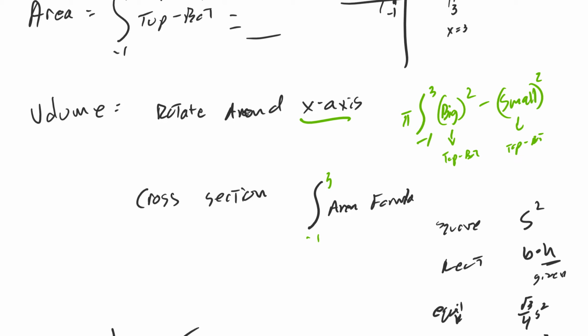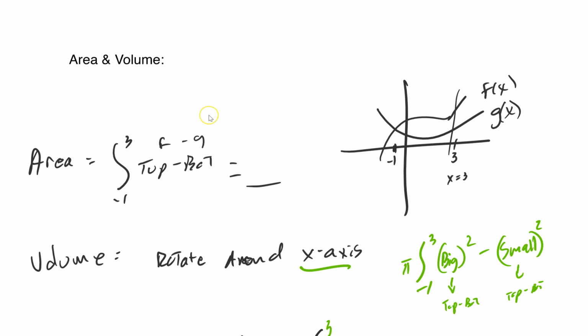So if I was rotating it across the x-axis, this, I consider this the big one. And that would be top minus bottom, f of x minus 0. And this would be considered the small one. And that would be g minus 0.